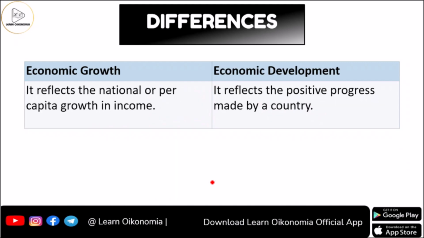Now, economic growth would reflect the national or per capita income. And this growth is what is considered in the economic growth aspect. But when it comes to economic development, it shows the entire positive progress of the economy. It will look at the environmental aspect, the economic aspect, the political aspect, the social aspect, etc.